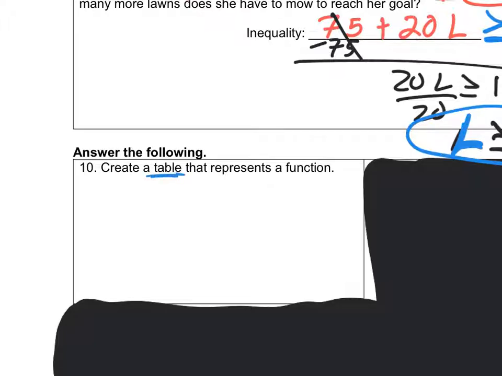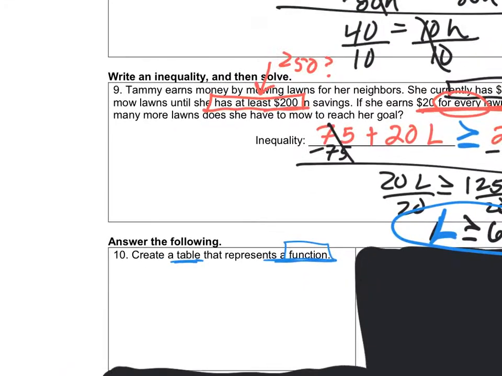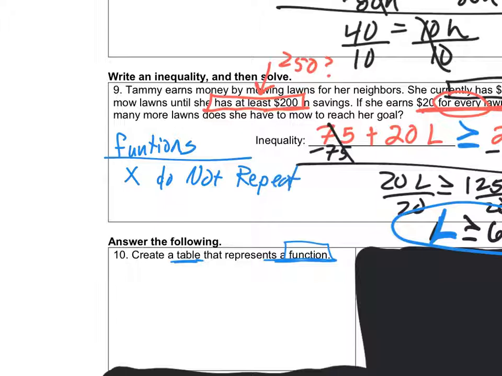All right, it says create a table that represents a function. Okay, let's have a quick conversation about functions. So functions, the x values do not repeat. That's a not. Also remember, if it's a function, when we do the vertical line test, it only hits it one part at a time on the line.